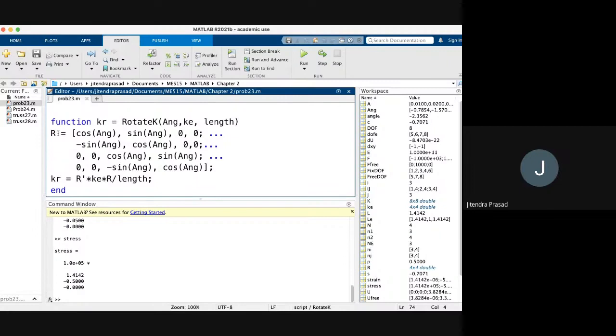Yeah, and then we are giving the rotational angle here, and length, and rotate k I have written as a function, which is given at the end. So this is rotate k, and what it does is it has a rotational matrix defined. So we have cos, sine, 0, 0, minus sine, cos, 0, 0.